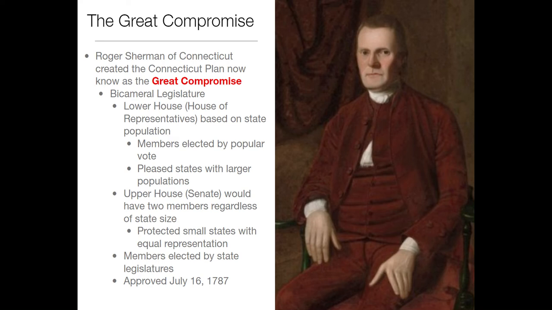The upper house of Congress would be known as the Senate, and would have 2 members regardless of state size. So whether it was a small state or a large state, everyone would get 2 senators. And they felt this protected small states with equal representation. Members within the Senate would be elected by state legislatures. And this was approved July 16th, 1787.